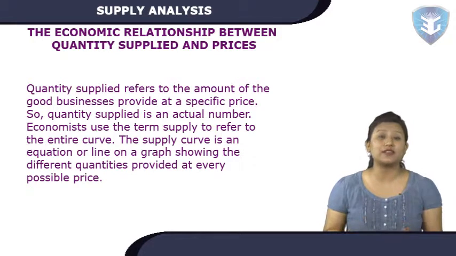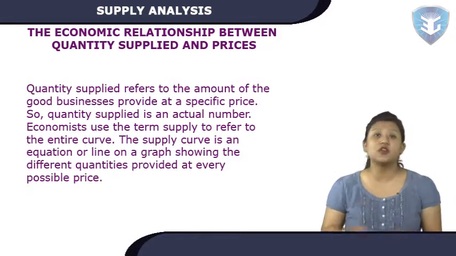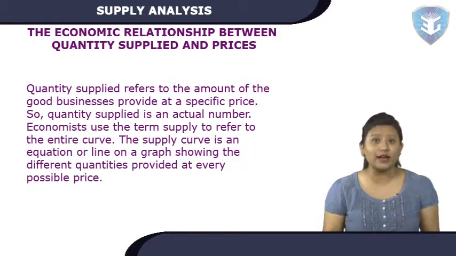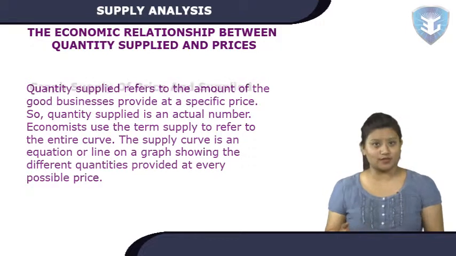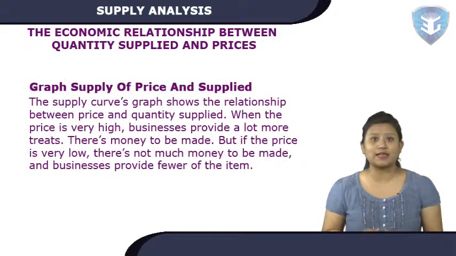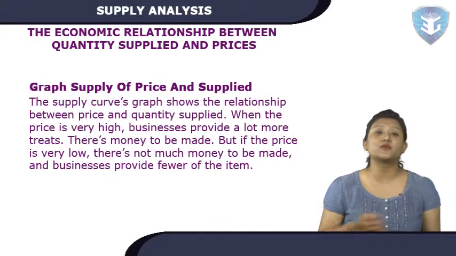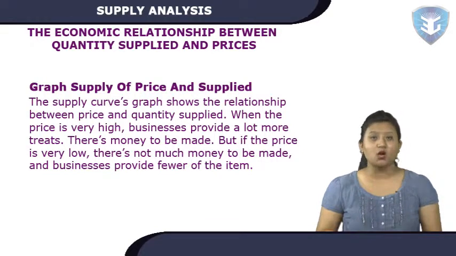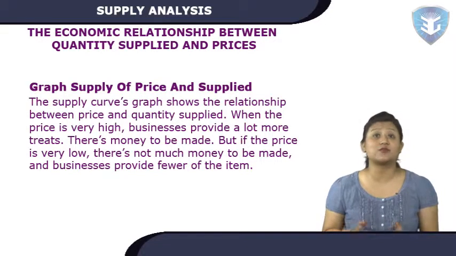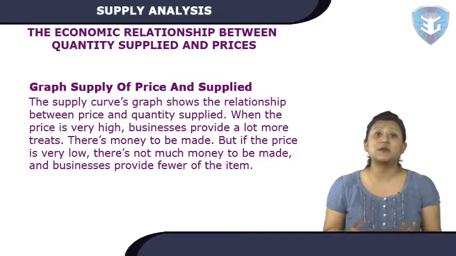The supply curve is an equation or a line on a graph showing the different quantities provided at every possible price. Graph supply of price and supplied. The supply curve's graph shows the relationship between price and quantity supplied. When the price is very high, businesses provide a lot more treats. There's money to be made.